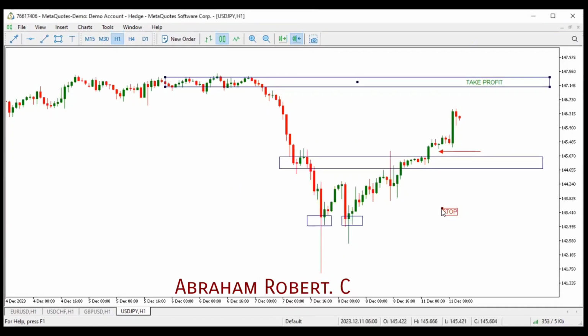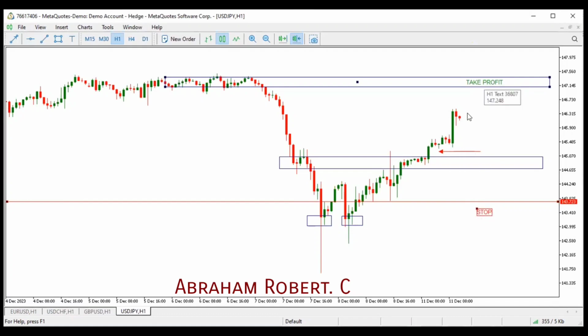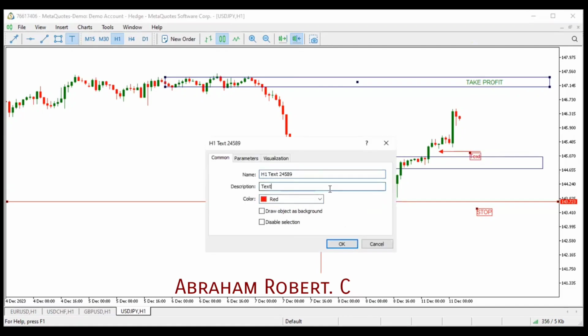Now, my take profit will be at this particular level, that is below. My stop loss will be under this level, while my take profit will be at this level. That is if my entry is at this level. Now, in that case, I'm targeting 1:1 or 1:1.5.